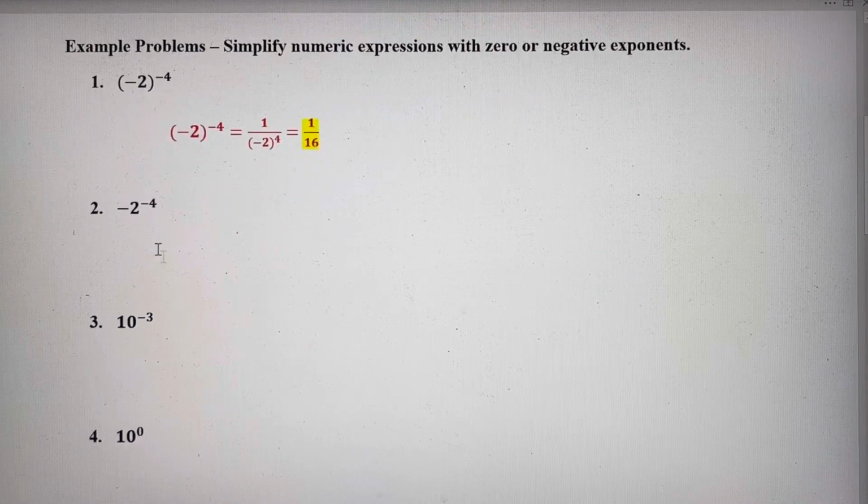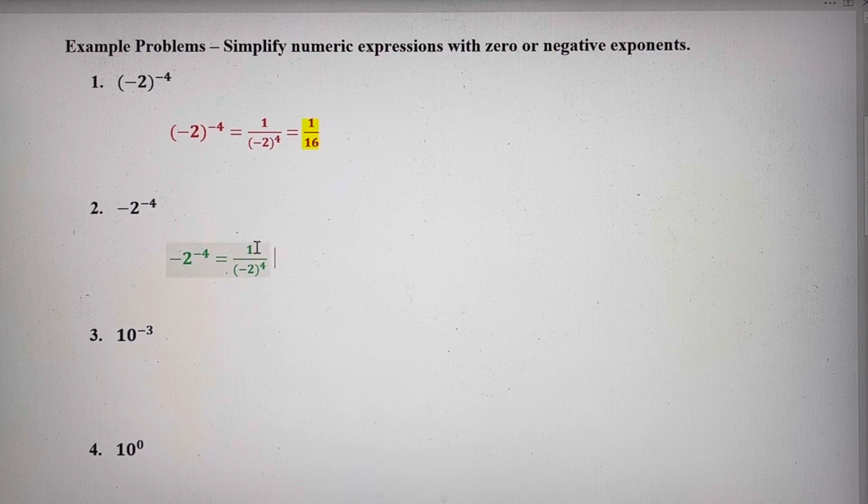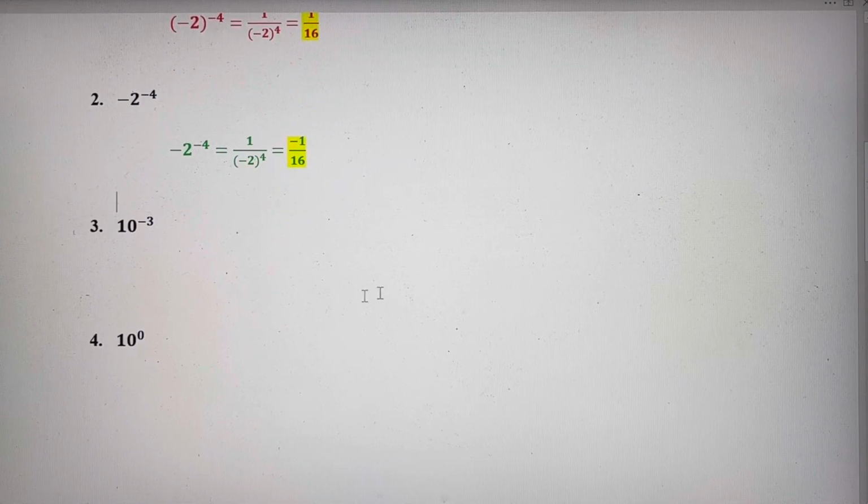In the second one, remember, we're only moving that base 2 through the fraction. So my numerator here is 1. This should not be written this way. This should be a negative 1. So that negative should be up here, not in the denominator. Sorry about that. So my numerator is negative 1 divided by 16. So this is the correct answer. There should be a negative here, and this negative should be gone. Sorry about that.